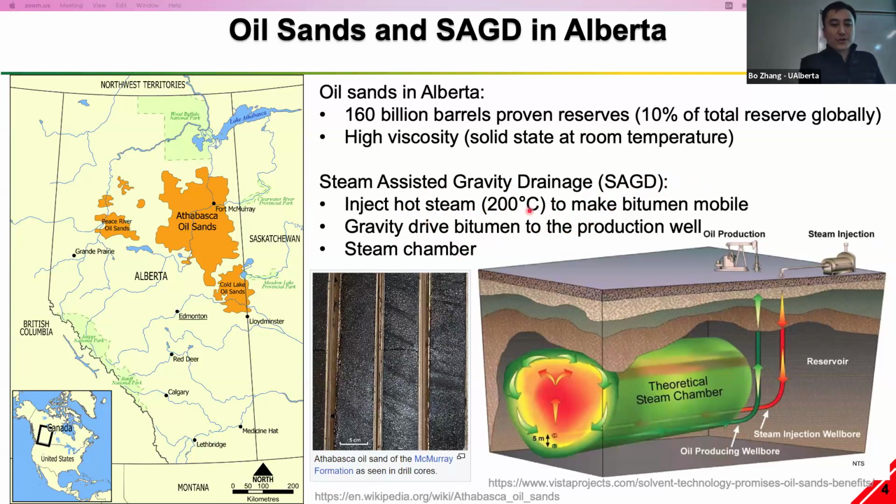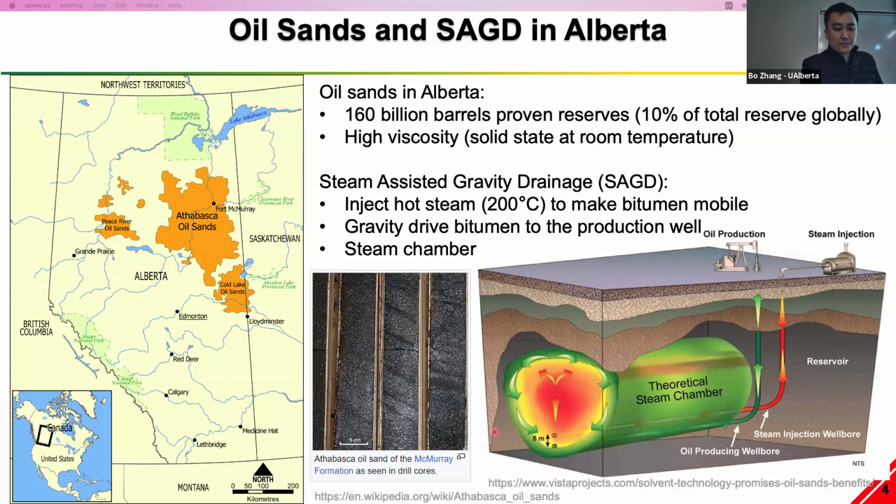So we inject hot steam, which is around 200 degrees Celsius, into the injector that is just 5 meters above the producer. Usually there are 2 horizontal well paths for SAGD. And then the latent heat of the steam will heat the bitumen around, and slowly the bitumen will become mobile because the viscosity of it decreases a lot, even 6 magnitudes, due to the increase of the temperature. Then gravity will drive the bitumen to the production well.